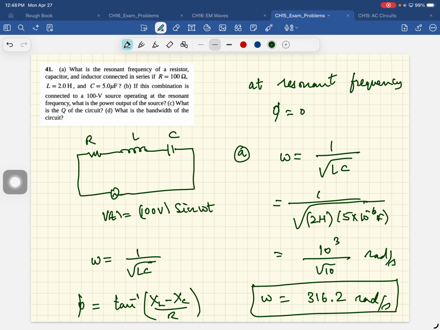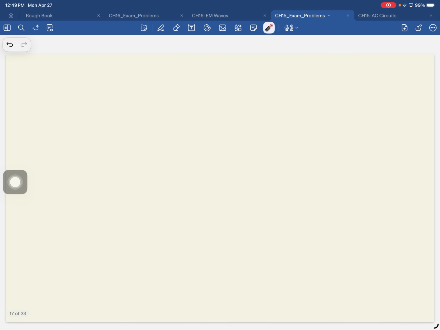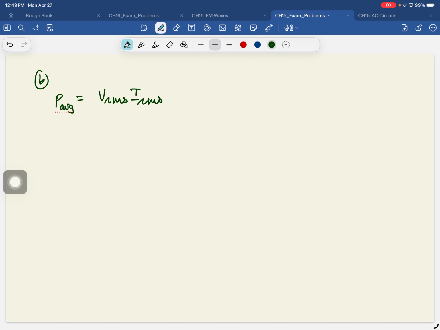Okay, so that's the resonant frequency, 316 radians per second. Now, if this combination is connected to a source, what is the power output of the source? Again, the average power output is VRMS times IRMS times cosine phi. And at resonance, phi is 0, so this is 1.